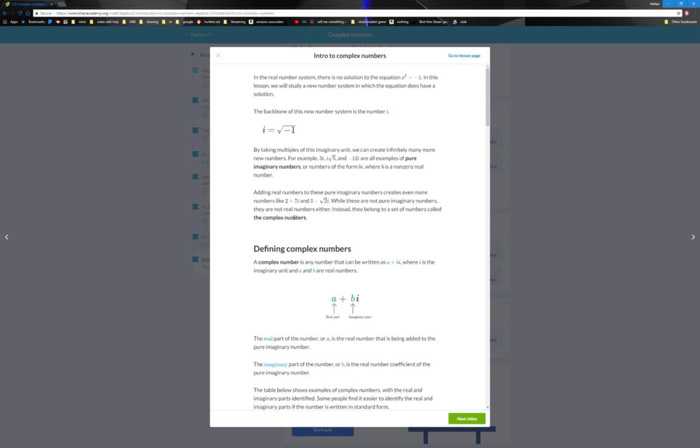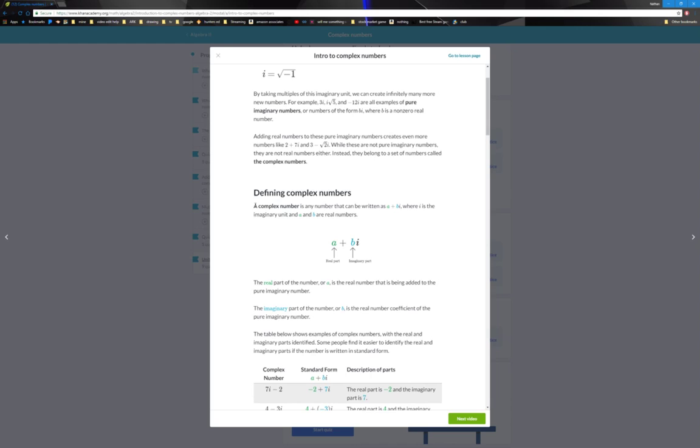Instead, they belong to a set of numbers called the complex numbers. Defining a complex number: a complex number is any number that can be written as a plus bi, where i is the imaginary unit and a and b are both real numbers. So this right here is the real part, and then this is the imaginary part.